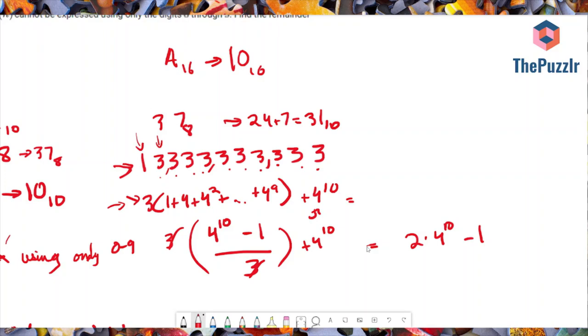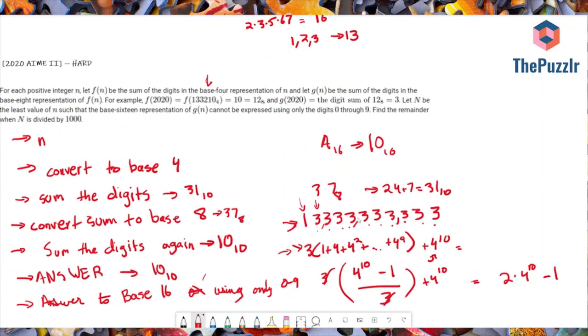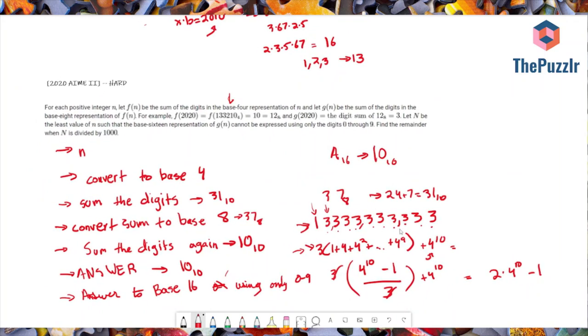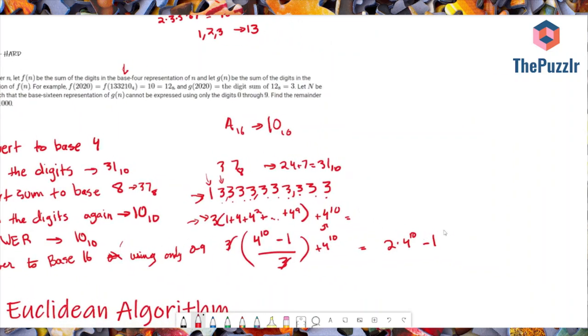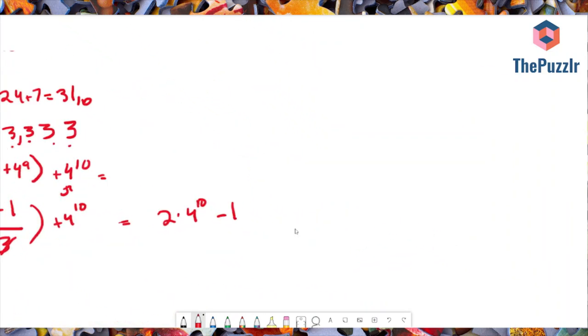Wait, that's a very large number. Let's go reread the problem. The last line says, find the remainder when n is divided by 1,000. Oh, so we need to find the remainder of this when n is divided by 1,000. Or more specifically, we need to take this mod 1,000.